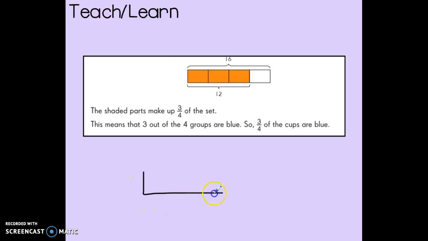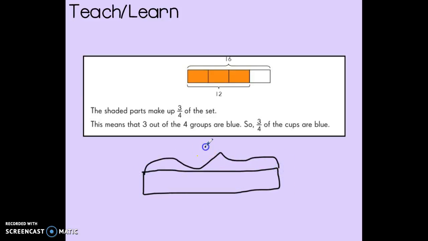So what I do is I make my rectangle, I make my bar. I know the whole thing is 16 because I had 16 cups, so that's why they put the 16 there. Now, it says the shaded parts make up 3/4 of the set. So I know that I'm trying to break it into 4 groups. So I'm going to make my 4 groups here as best as I can. And I want to color 3 of them. So 3 of the 4 groups are blue. So 1, 2, 3. So 3 of the 4 groups are blue.